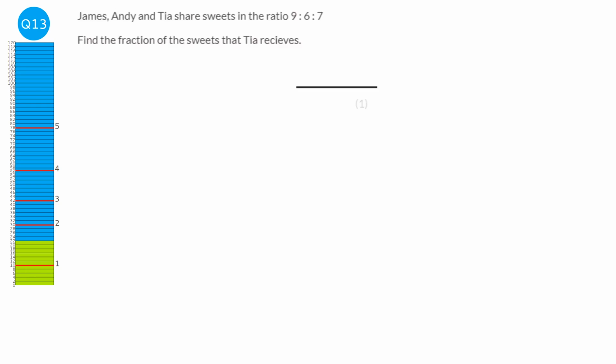I'm going to first of all work out how many parts there are in total. So we've got James with 9 parts, 6 for Andy, and 7 for Tia. So in total we've got 9 plus 6 plus 7, which is 22 parts in total. And we're asked to find the fraction Tia receives. Now Tia's the last one, so she is receiving the 7 parts. So it's 7 out of 22.